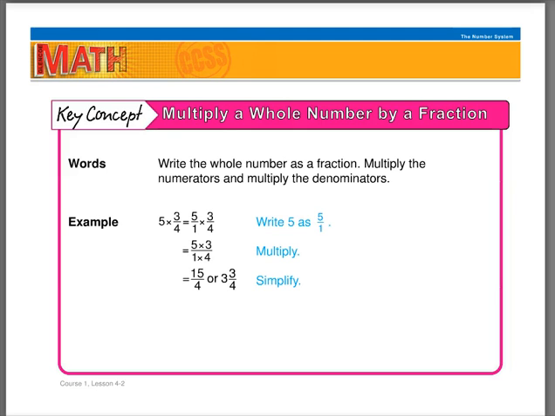Okay, multiply a whole number by a fraction. Write the whole number as a fraction. Multiply the numerators and multiply the denominators. So we take our whole number, right here a 5, and we put a 1 under it to make it into a fraction, and then we multiply straight across. We have 5 times 3 is 15, 1 times 4 is 4, and we don't ever leave them improper, we always simplify them, so it will be 3 3/4.